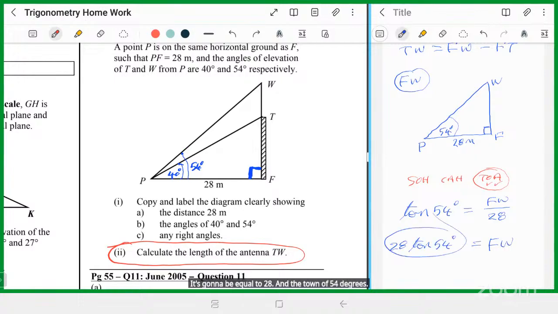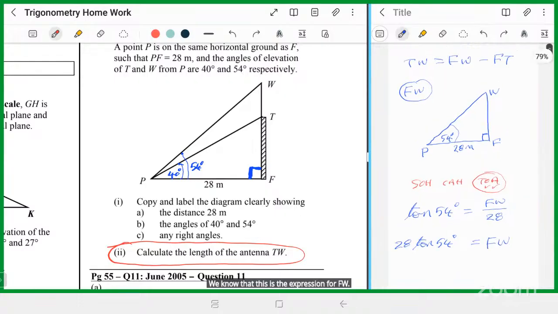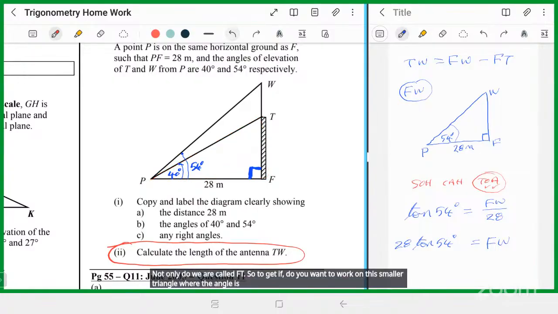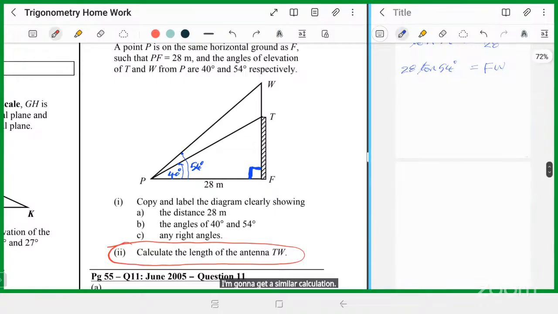I don't have to work this out yet. I can hold it for the last. Remember, I said to you, you want to use a calculator one time at the end to get the answer. We know that this is the expression for FW. Now we need to work out FT. So to get FT, we're going to work on this smaller triangle now with the angle of 40 degrees. We're going to get a similar calculation. So now we're working on FT.